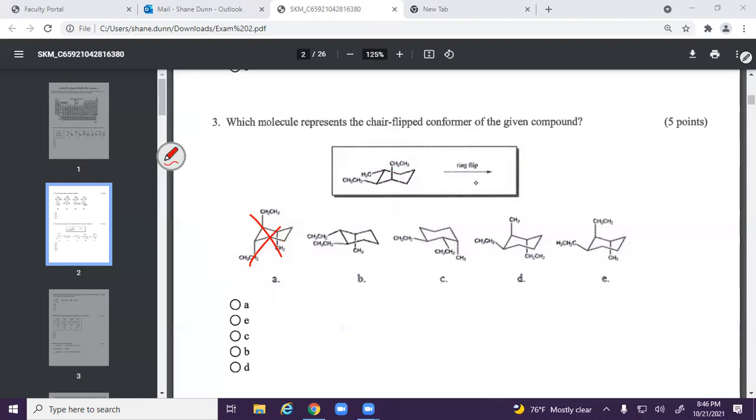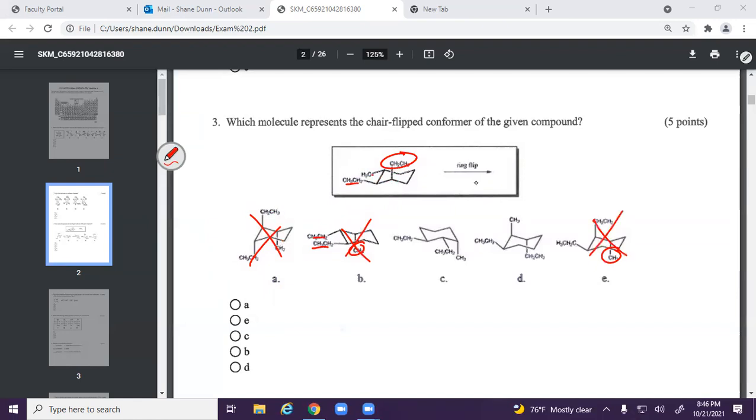Same thing technically occurs with B. You also break the bond, right? The two edges, one's a methyl group, one's an ethyl group, both become ethyl. B is wrong because it shows a breaking of bonds. Same thing with E. E shows a breakage of bonds. So E is also wrong.